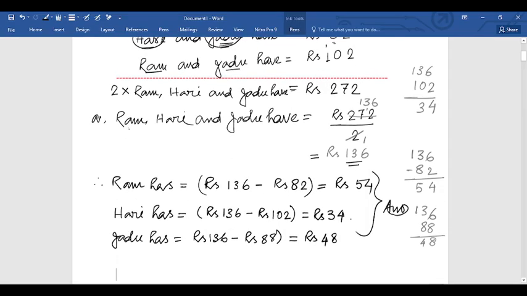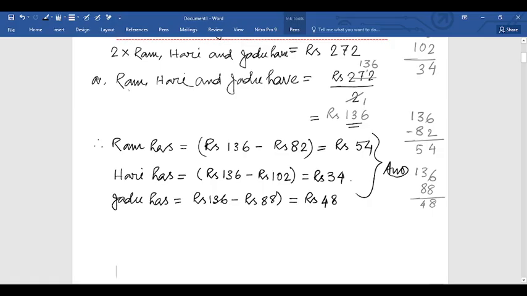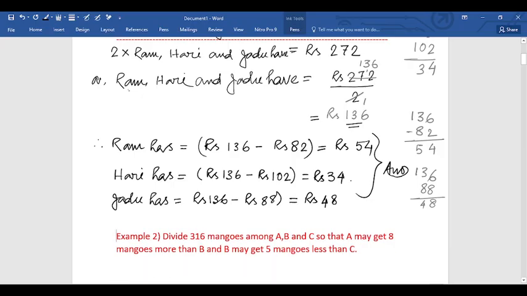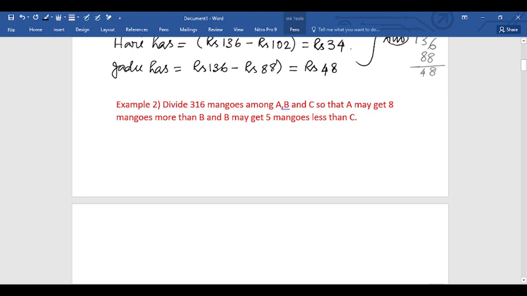Okay, next. Question number 2. Example 2, which says: divide 316 mangoes among A, B and C so that A may get 8 mangoes more than B and B may get 5 mangoes less than C. Is it the question? Divide 316 mangoes among A, B and C so that A may get 8 mangoes more than B and B may get 5 mangoes less than C.